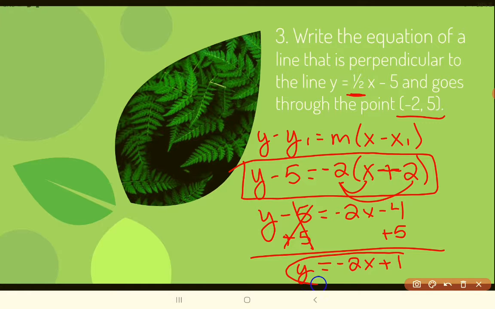And then you're done. So if I were to go graph the lines y equals 1 half x minus 5 and negative 2x plus 1, you see that they're perpendicular to each other. Okay? All right, and that is the end of our discussion on parallel and perpendicular lines.